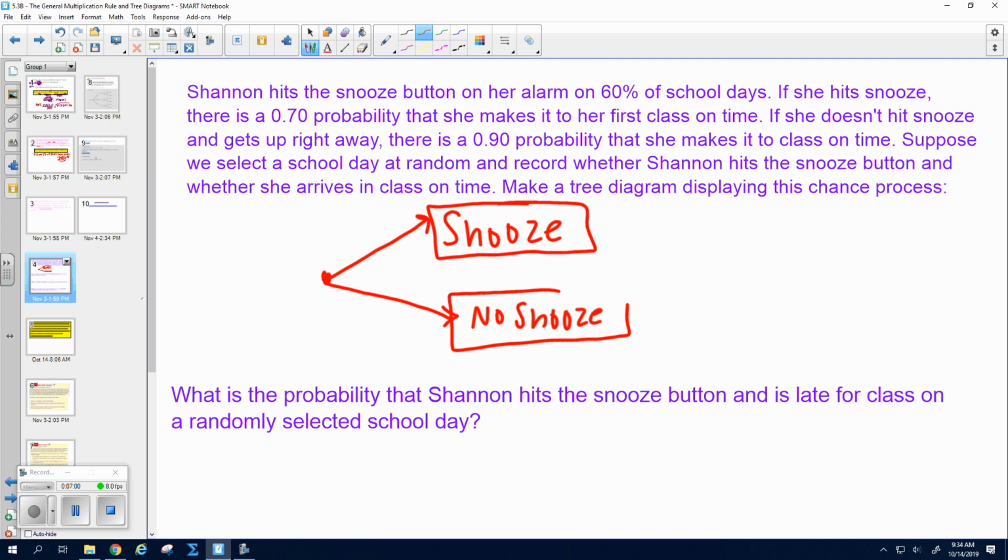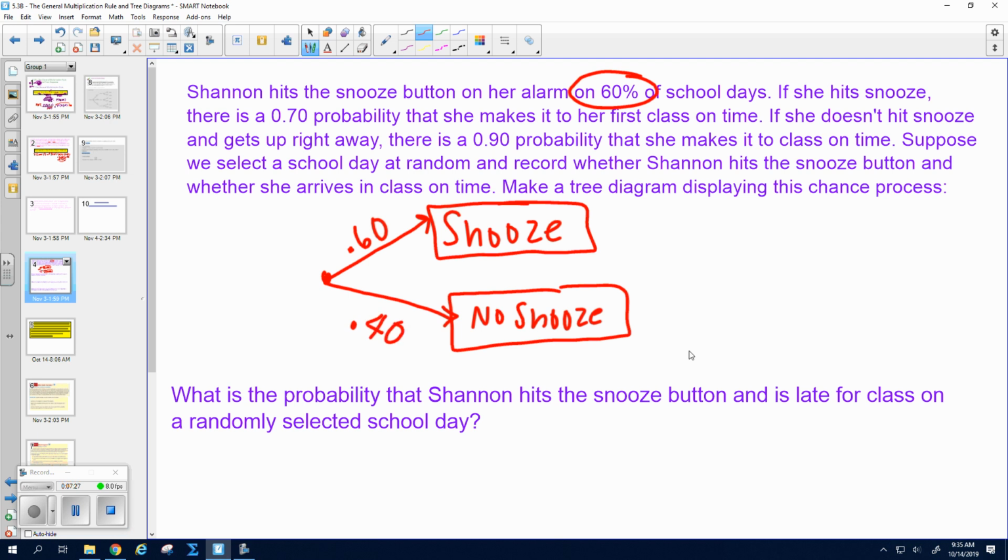And they only gave us one of those probabilities. What's the probability she hits snooze? Okay, she hits snooze on 60% of the school days. You put the percent on the arrow. So I'm going to put a 60% right here. They don't give you the other one, but you can figure it out, right? If she doesn't hit snooze, what's that probability going to be? 40.